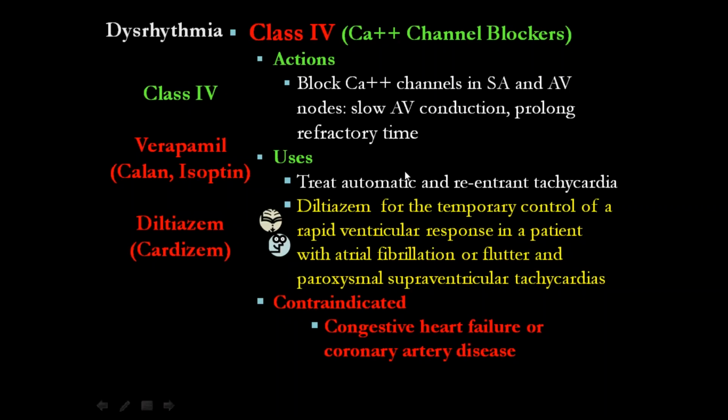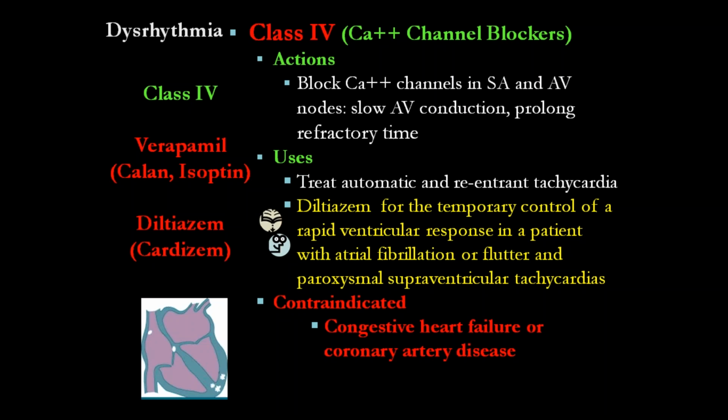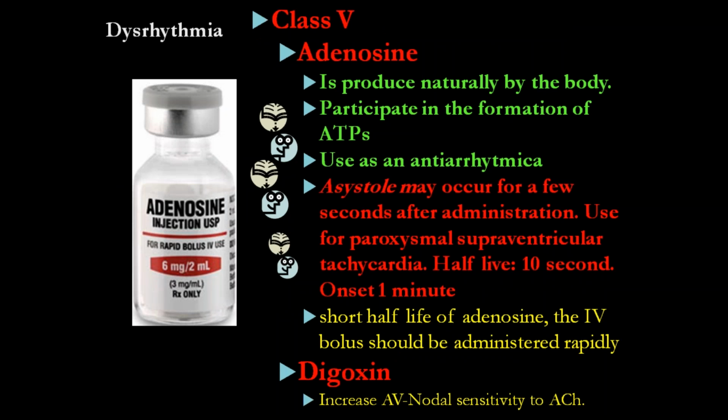Class 4 is the calcium channel blockers. They are going to be the verapamil and the diltiazem, which are calcium channel blockers. So that is going to prolong the refractory time. That means the time for contraction and relaxation is going to be longer, because they are blocking the calcium channels. Remember, calcium enters into the cell to produce a contraction.